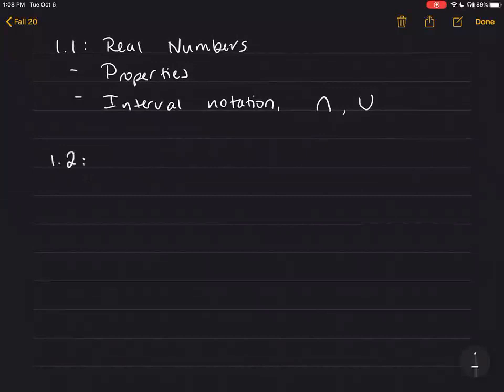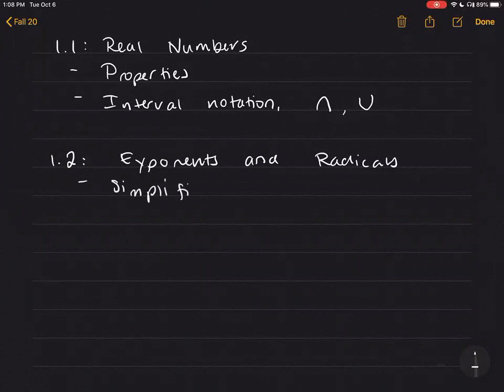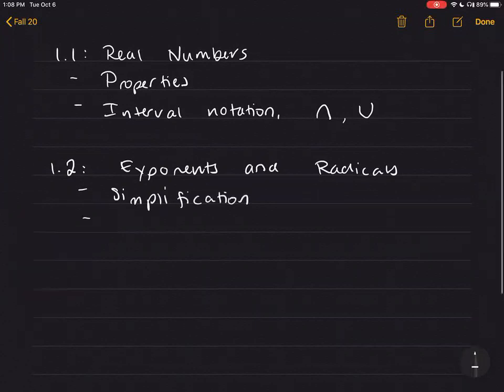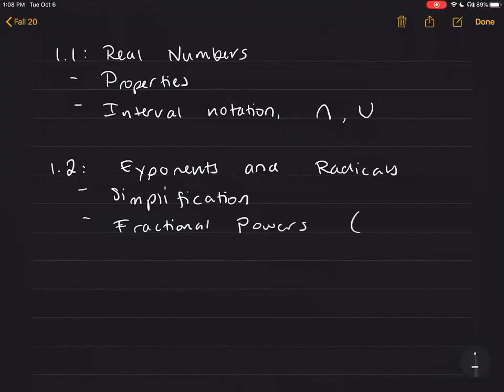So 1.2, let's see, that was exponents and radicals. And in that we did basic simplification. And also we talked about fractional powers. So like x to the 2/3, for example.